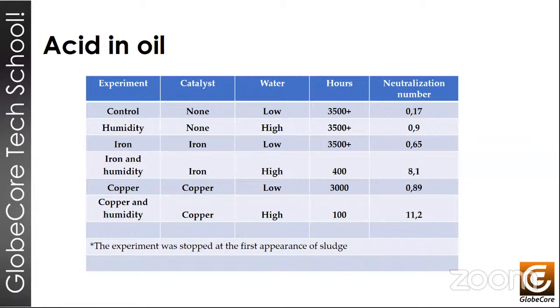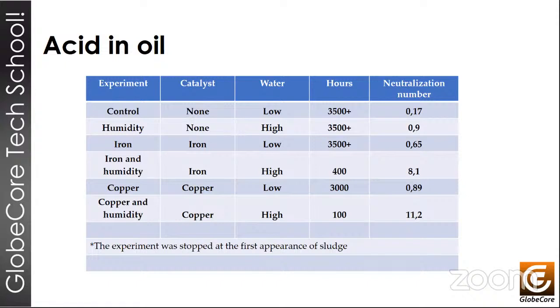They repeated the process then, but with copper, only using copper and a low amount of moisture. And after 3,000 hours, the neutralization number was 0.89, also too high. And then they performed the most stressing test of them all. They took copper and moisture, and after only 100 hours, they discontinued the test because they saw sludge formation, and the neutralization number was 11.2 milligrams of KOH per gram. It's extremely high. It's over 5 times the maximum that we have for the 69 kilovolt transformer range.